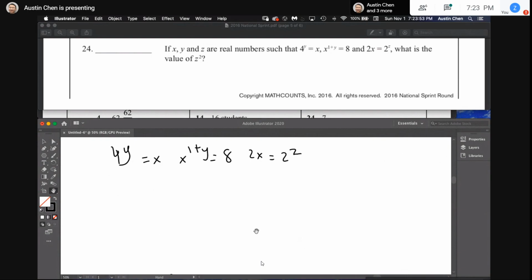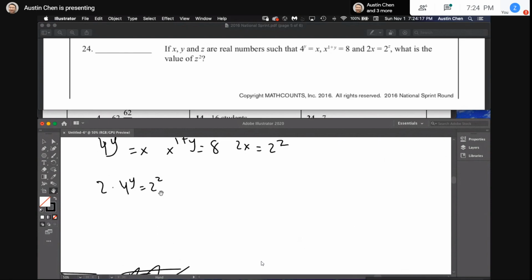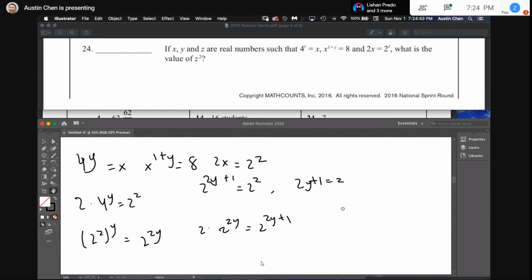So we'll have 2 times 4 to the y equals 2 to the z. And 4 to the y is just 2 squared to the y, right? And this is just 2 to the 2y. So that's just 2 times 2 to the 2y, which is just 2 to the 2y plus 1, right? So then we have 2 to the 2y plus 1 is 2 to the z, which means that 2y plus 1 will equal z. So that's nice, I guess.